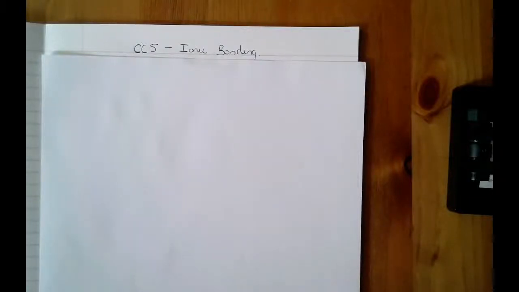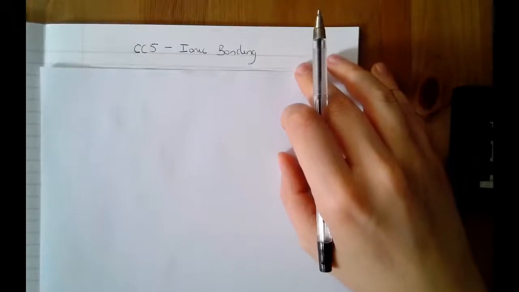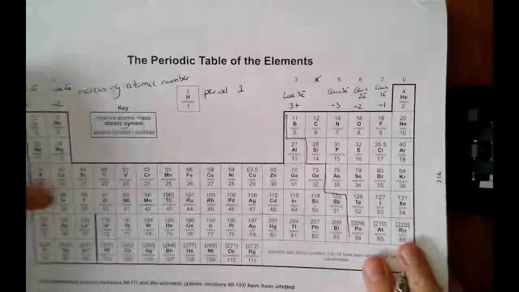So in this video, we're going to continue with CC5, which is ionic bonding, and we're going to focus on the properties of ionic compounds. Okay, just to remind you, when we're talking about ionic bonding, we're talking about bonding between a metal and a non-metal. And if you're in any way confused whether an element is a metal or a non-metal, you just need to have a look at your periodic table.